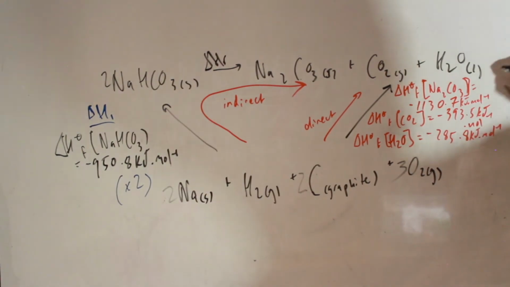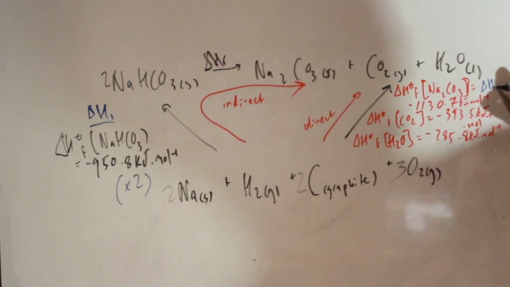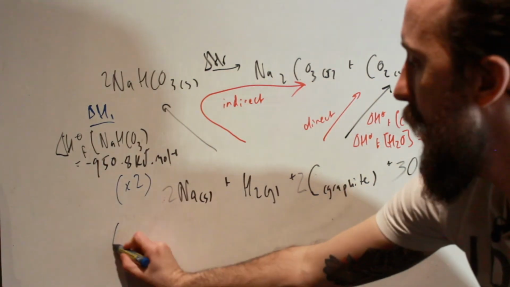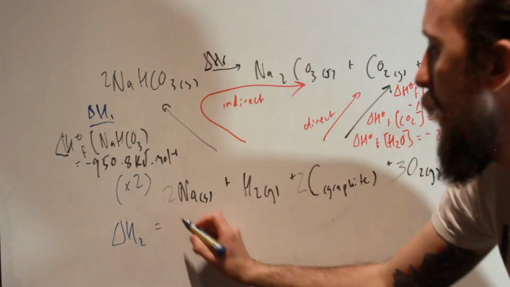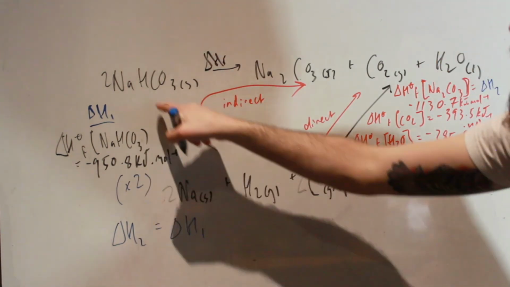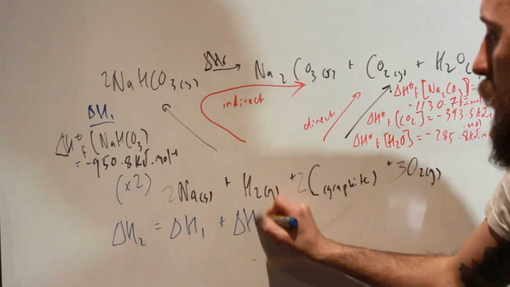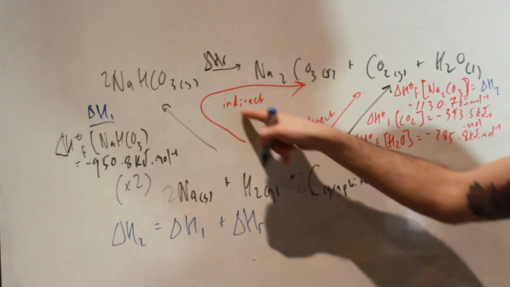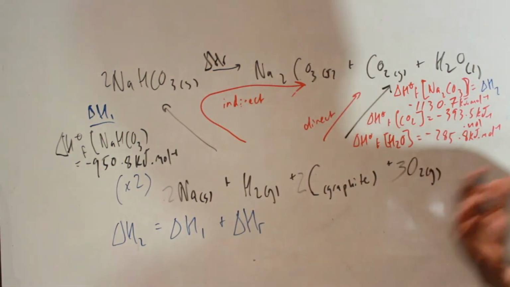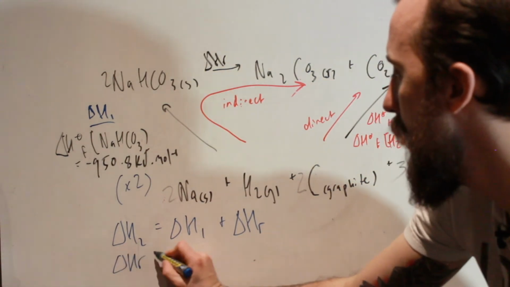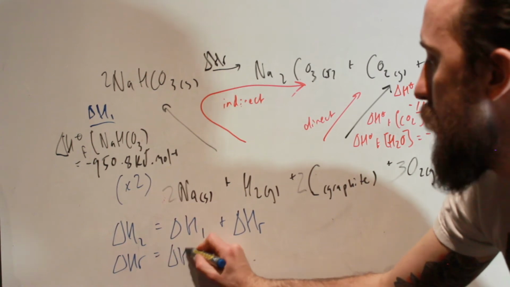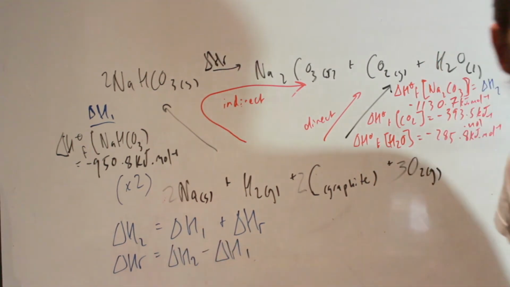Well, that's not in the frame. Delta H2 over with all of this. So we can see that delta H2 is going to be equal to delta H1 plus delta HR. The direct route is equal to the indirect route. Now it's just a matter of rearranging for delta HR. If I get delta HR, that's going to be equal to delta H2 minus delta H1.